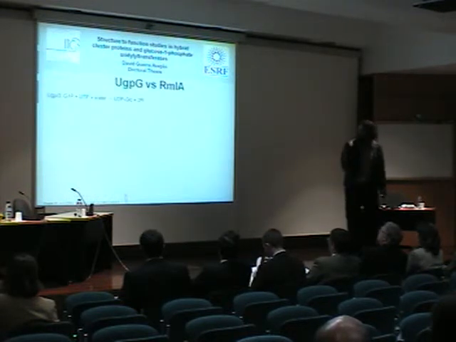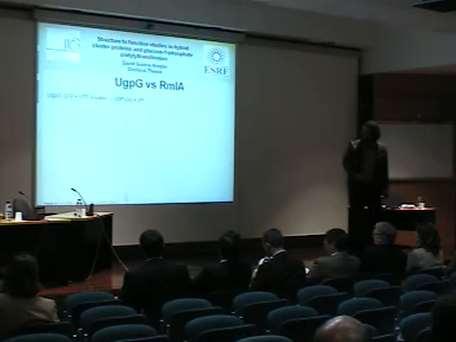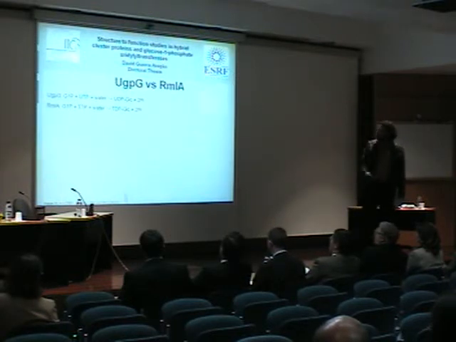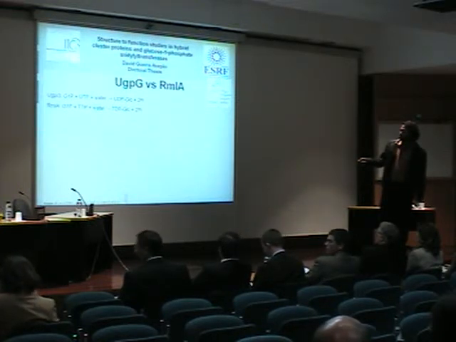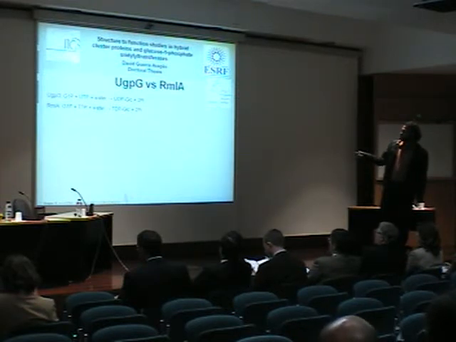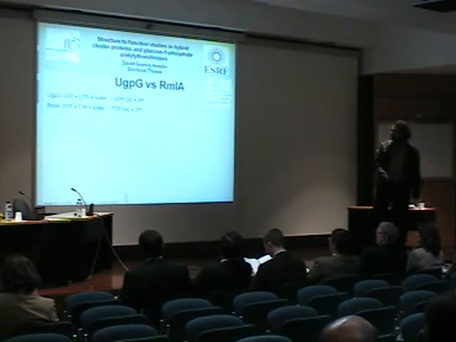So let's see a comparison of UGPs with RMLA. So this is the reaction of UGP, the reaction of RMLA, as I explained before. UGP is very similar to RMLA. This catalyzes the reaction with G1P with UTP to give UDP glucose, and the other with TTP to give TDP glucose. So we're comparing with this protein over here.